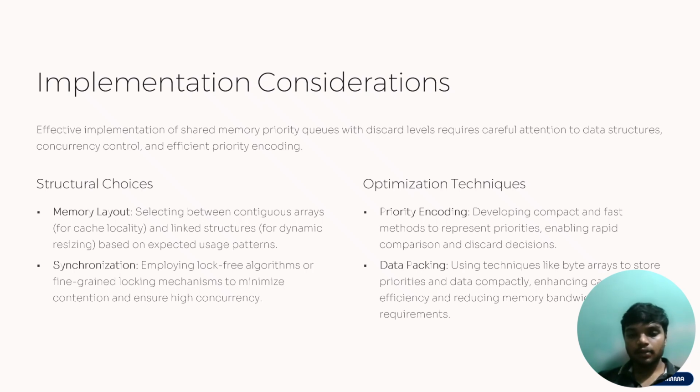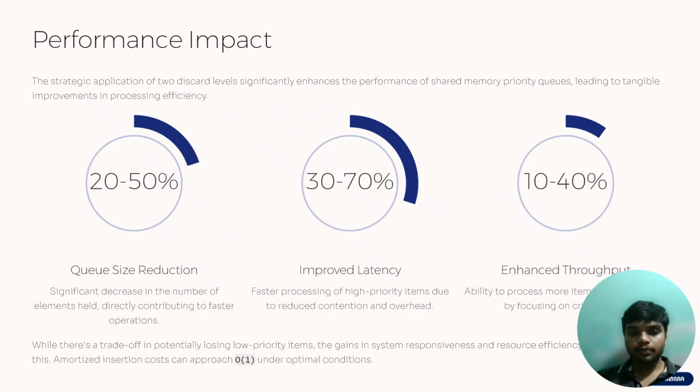Optimization techniques. Priority encoding: developing compact and fast methods to represent priorities, enabling rapid comparison and discard decisions. Data packing: using techniques like byte arrays to store priority and data compactly, enhancing efficiency and reducing memory bandwidth requirements.